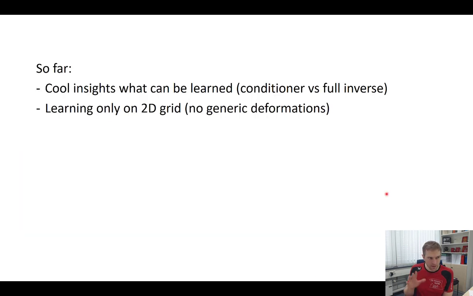So if you're summarizing so far, I'm actually pretty excited about this one because there are some really cool insights in terms of learning how the optimization works better. So, right, we have this conditioner versus the full inverse potentially. Do you actually need an optimization or do you just predict the final result? We've tried that, it doesn't work so well. So knowing about a fixed function optimizer, which you can differentiate through, but then learning specific parts of the optimizer seems to be a good sweet spot between, you know, learning priors and the optimization and so on.